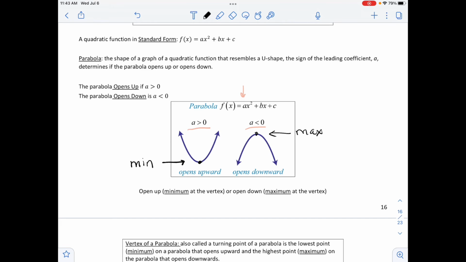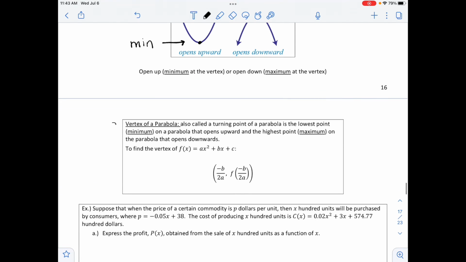So in order to find this vertex, which gives us mins and maxes, and in business calculus a lot of times we want to minimize a cost or maximize a revenue. And so that vertex of the parabola, which is also called a turning point of the parabola, is the lowest point, a minimum, on a parabola that opens upwards, and the highest point, or maximum, on a parabola that opens downwards.